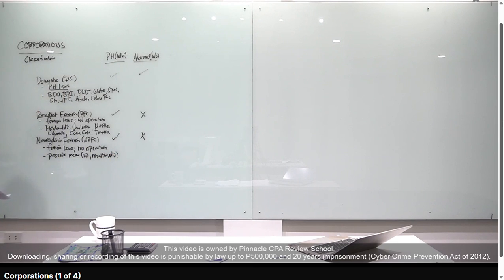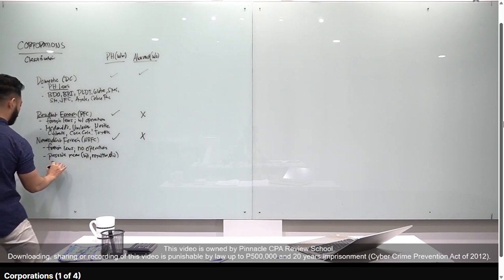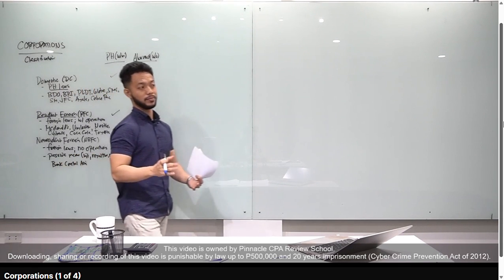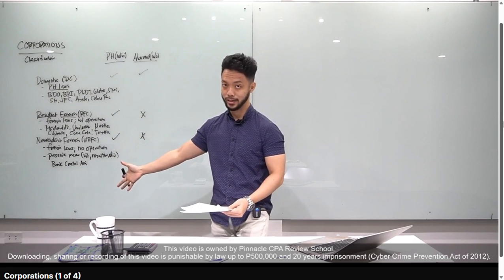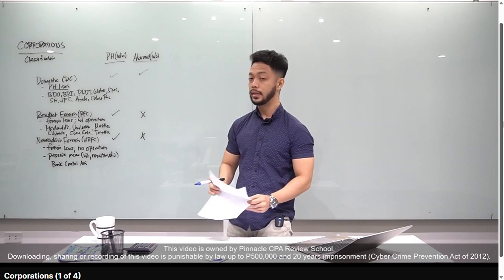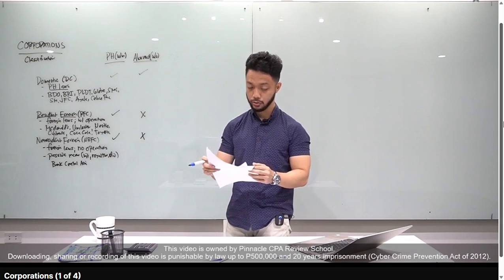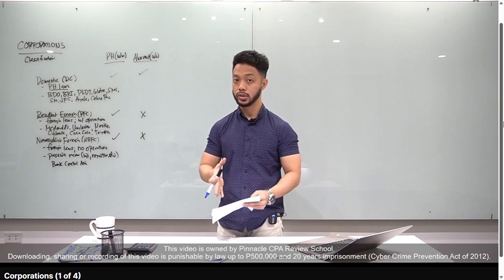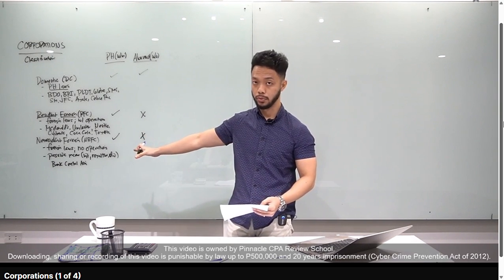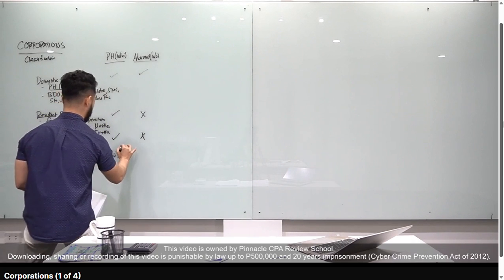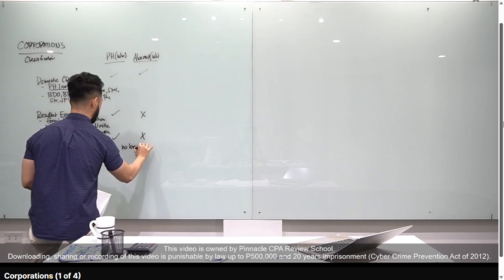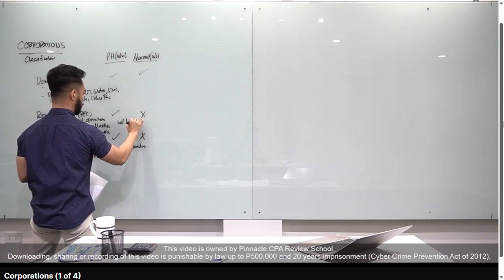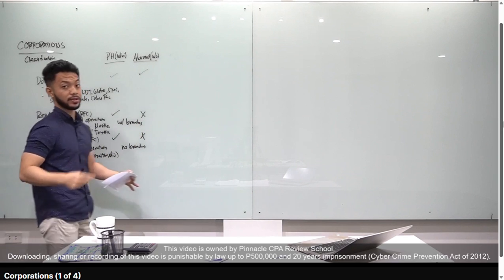I'll give you an example. Class, are you familiar with Bank Central Asia? Have you heard of it? I believe most of you are not familiar with Bank Central Asia, but it is the largest privately owned bank in Indonesia. It is not familiar to us because it has no branch or operation in the Philippines. That's why it is a non-resident foreign corporation. Remember, if there are no branches or offices in the Philippines, it is an NRFC. If it has branches in the Philippines, it is an RFC. We are not familiar with Bank Central Asia because it only exists in Indonesia.